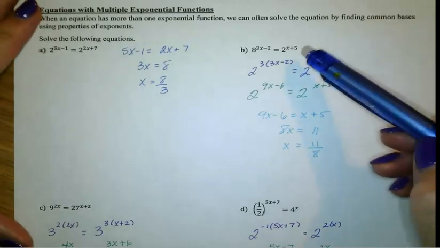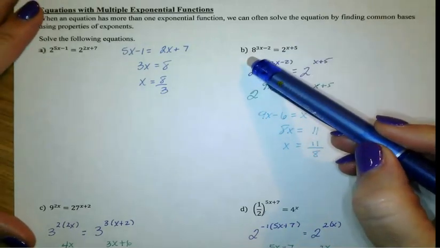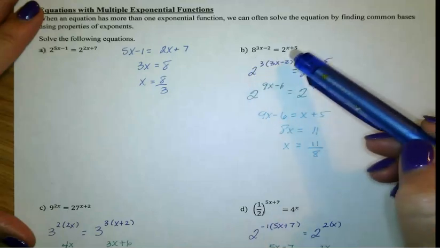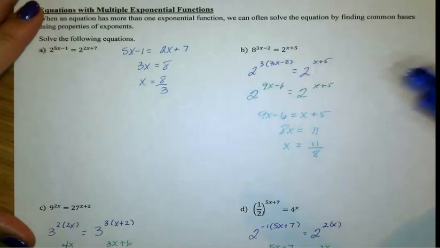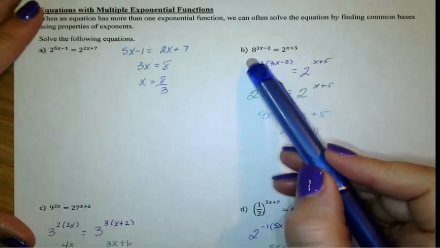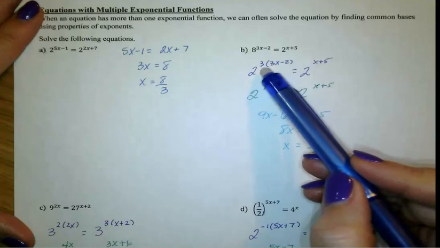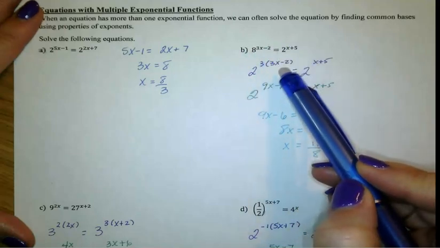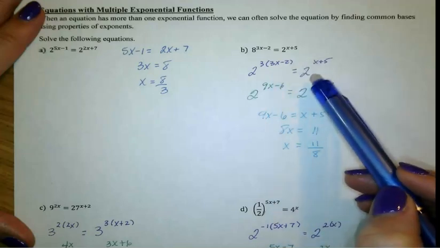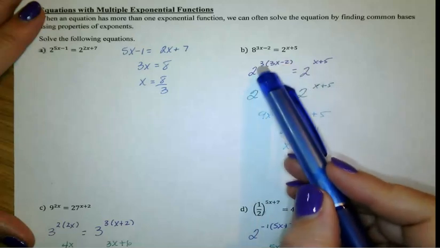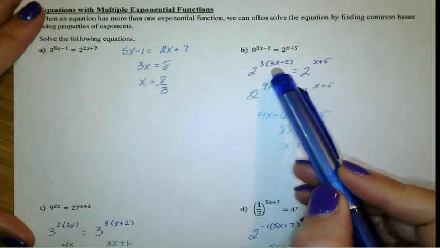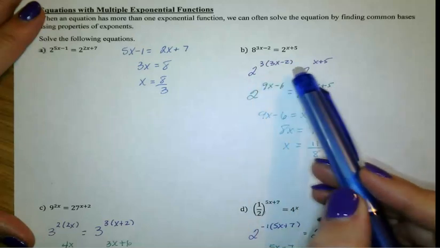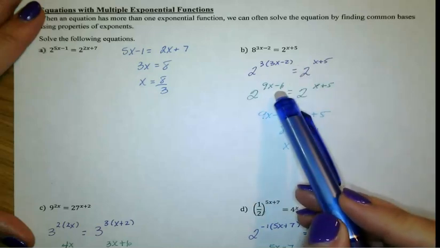All right, so this next one, we have one power on this side that has a base of 8, one power on this side that has a base of 2. I can rewrite the number 8 as a power, 2 to the third power. So I do 2 to the third power times the exponent that's already there. So that's 3x minus 2. I didn't need to change this side because it was already base 2. So now I simplify my exponent. So I take 3 times 3x, which gives me 9x, and 3 times negative 2, which gives me negative 6.